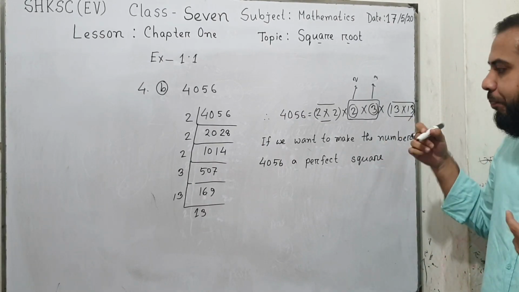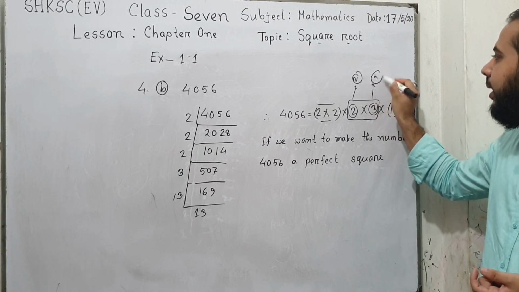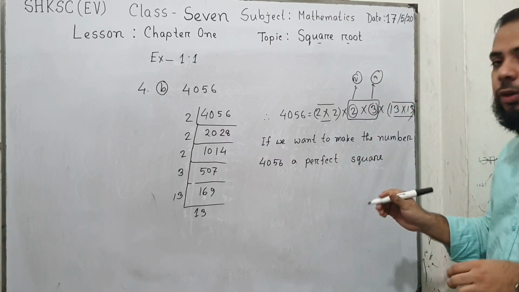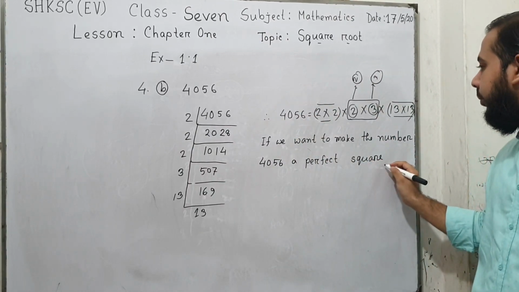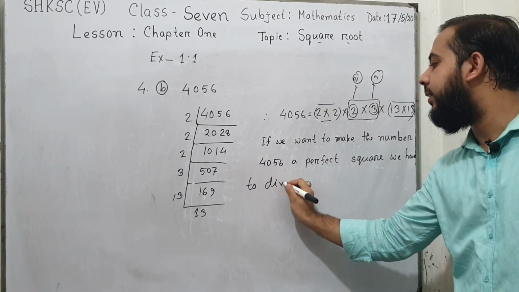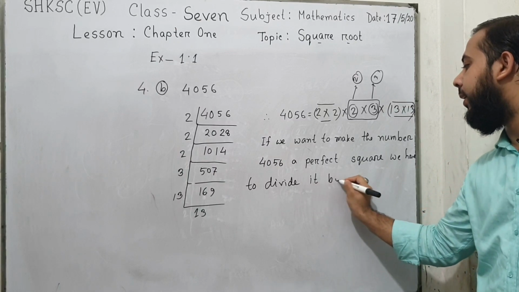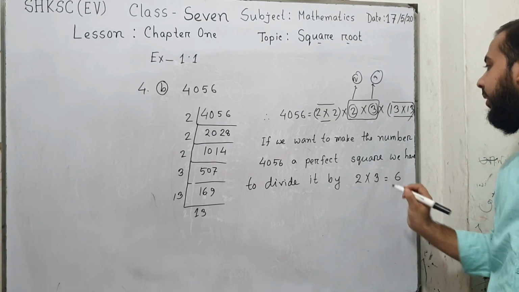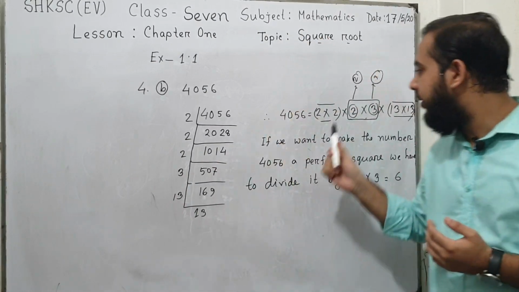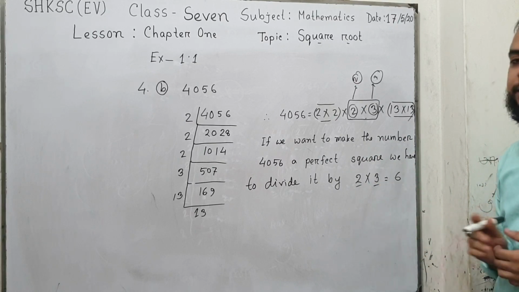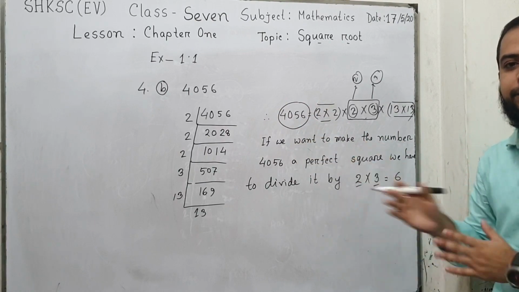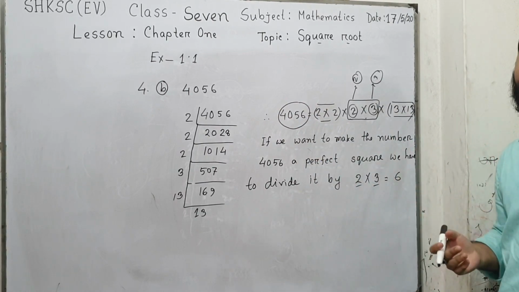In the previous problem we just multiplied, now we just divide. So exactly the same, only the language is changed, only the word is changed. So to make a perfect square, we have to divide it by 2 times 3, that is 6. These 2 numbers have no pair, so we have to remove them, we have to put them out. So if we want to put them out, we have to divide by these 2 numbers together, 2 times 3, that is 6. If we divide this number by 6, then it will become a perfect square number.